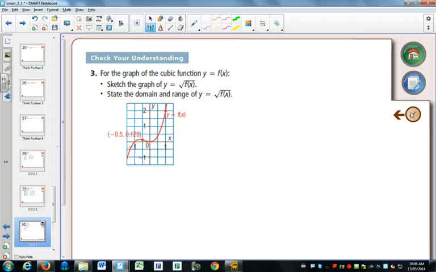Wherever we have x-intercepts, those points are going to stay the same because the square root of 0 is 0. What other point stays the same? 1. Do we have any values here where y is equal to 1? Yes. Okay, it's going by 2's here, so we have to go. There it is. That's where y is equal to 1.